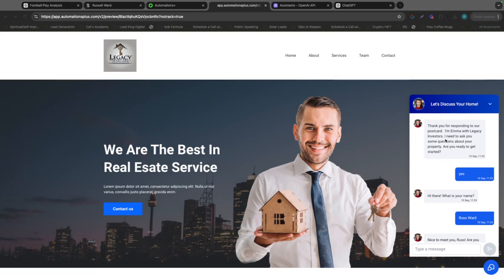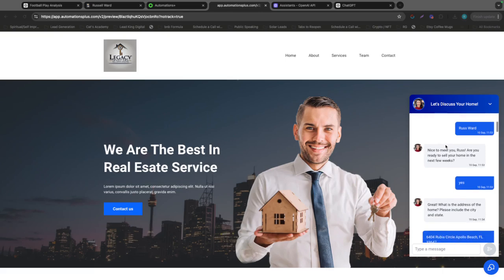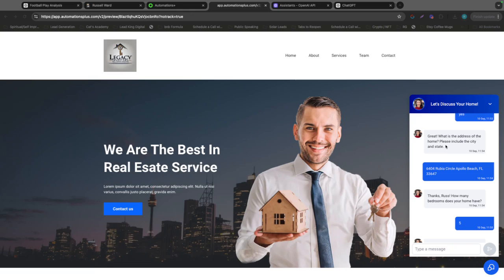It says, thank you for responding to our postcard. I'm Emma with Legacy Investors. I need to ask you a few questions about your property. Are you ready to get started? They answer yes. I ask their name, it saves it. Are you ready to sell in the next few weeks? Yes. What is your address? I provide them with the address.